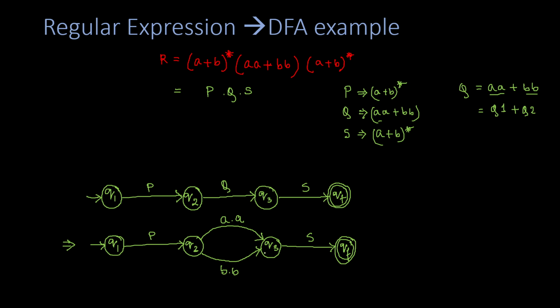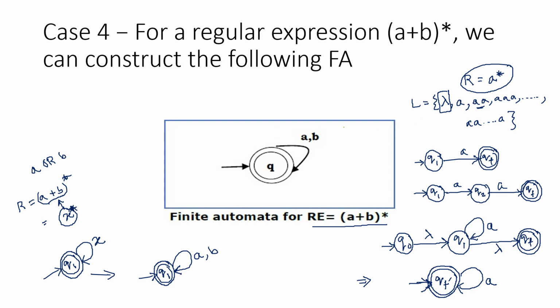Now see, if you want to solve this part P and S, what can you do? What is P? P means (A+B)*. So in the case of (A+B)*, I mean the A star situation, what have we seen? We have seen a situation something like this. I can keep a lambda move over here. So let's redraw the DFA actually.